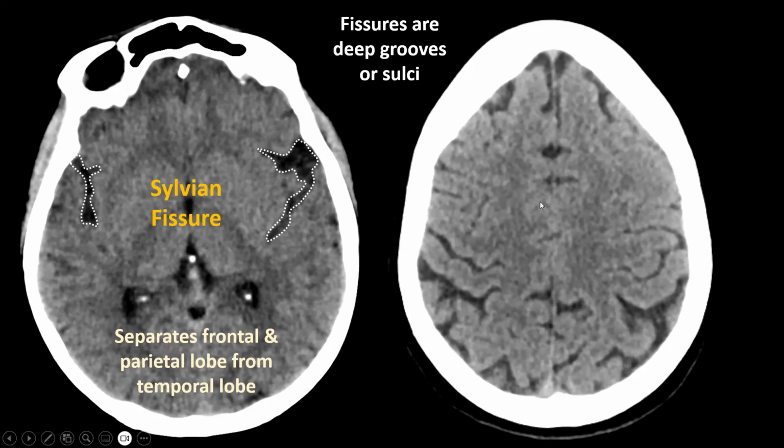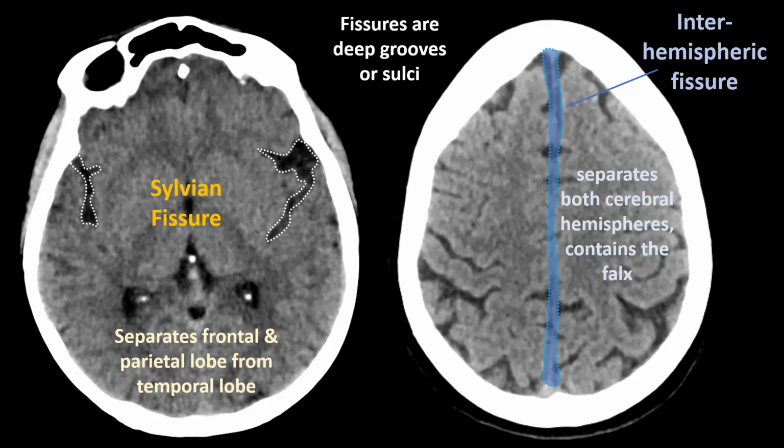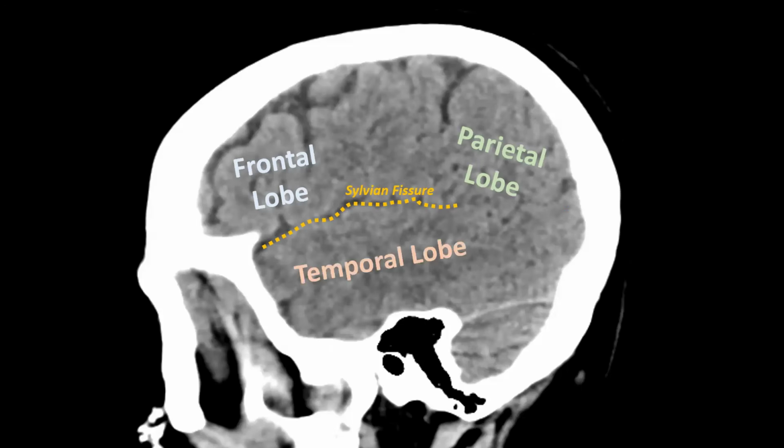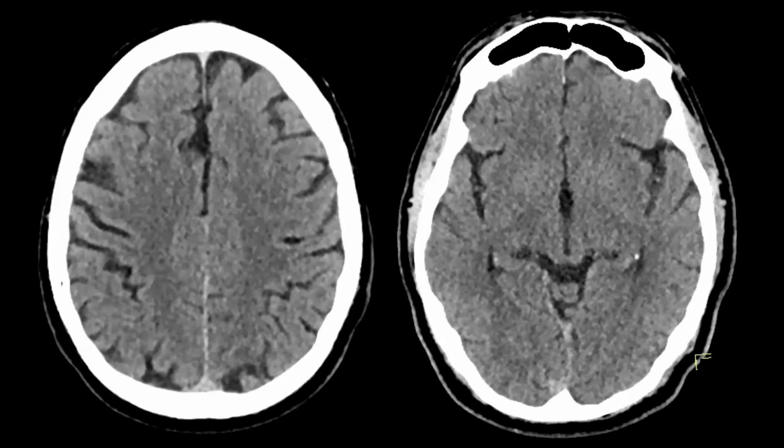A second very important fissure is the interhemispheric fissure. The interhemispheric fissure is the fissure separating both cerebral hemispheres containing the cerebral falx, a structure we already talked about. This is the Sylvian fissure in the sagittal plane, and we clearly see how it separates the frontal lobe and parietal lobe from the temporal lobe located underneath it.